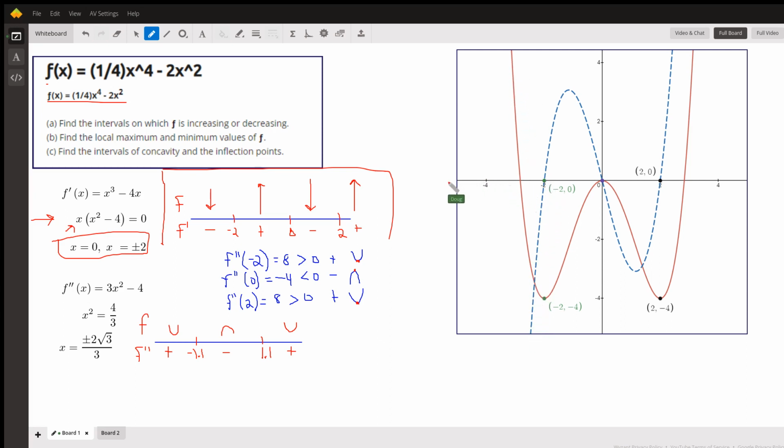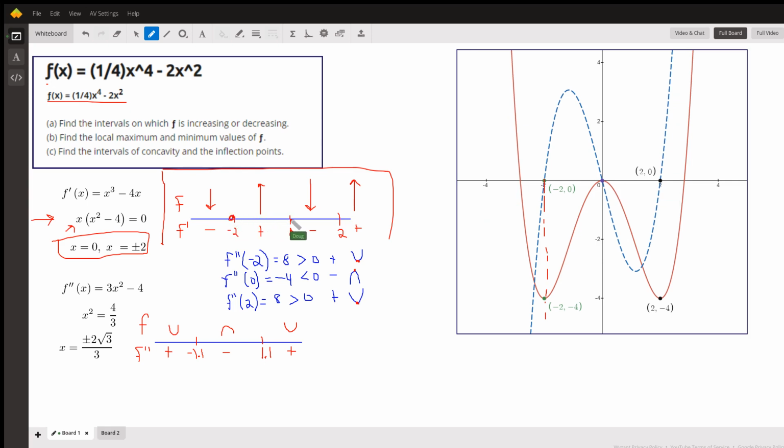So from -infinity to -2, the first derivative is negative, so the original function is decreasing all the way to -2. And you can kind of see that's where that changes. And likewise, if we pick numbers in the other intervals, we can see that the function goes from decreasing to increasing because the first derivative is positive, to decreasing because the first derivative is negative, and to increasing because the first derivative is positive.